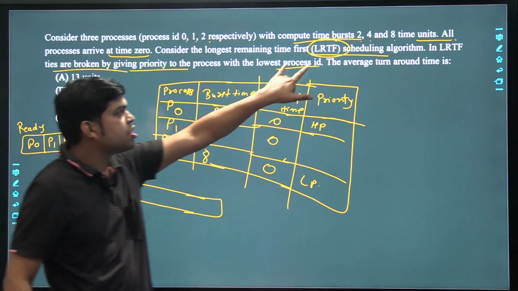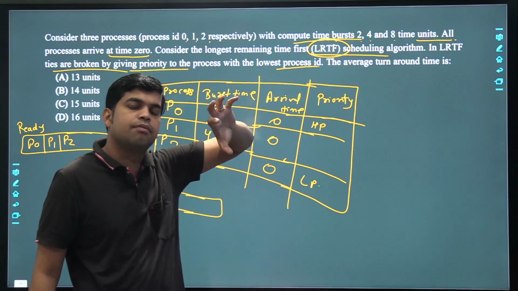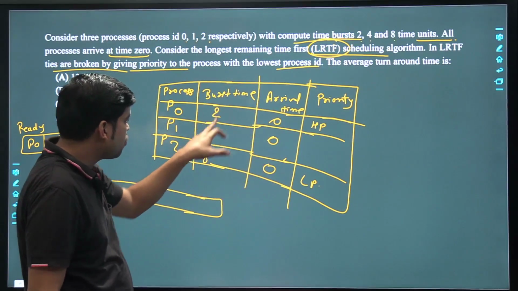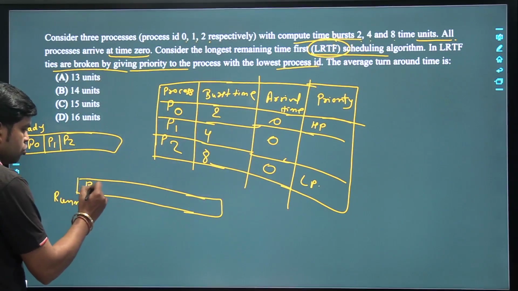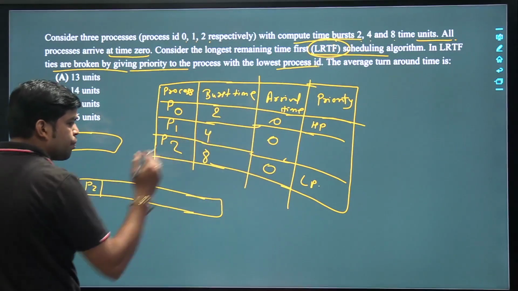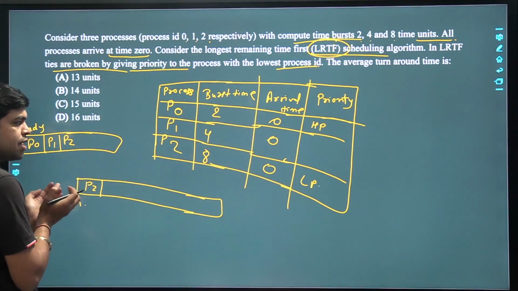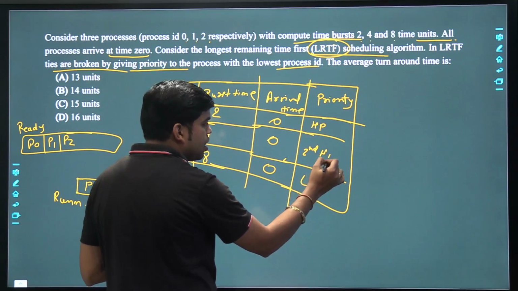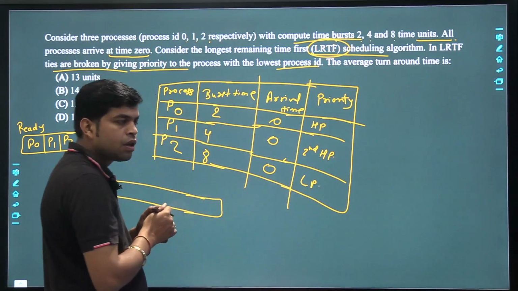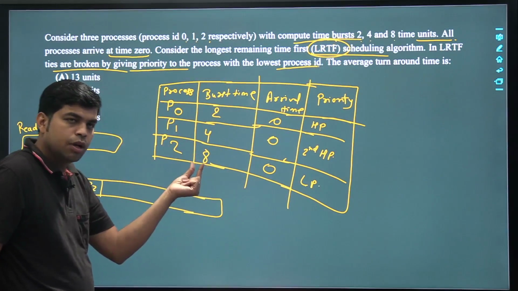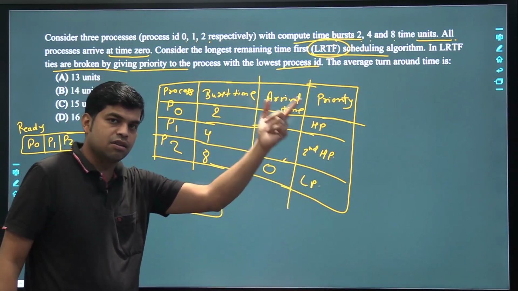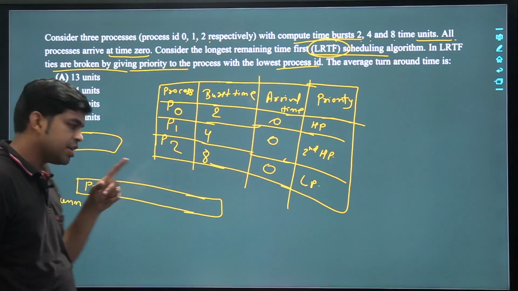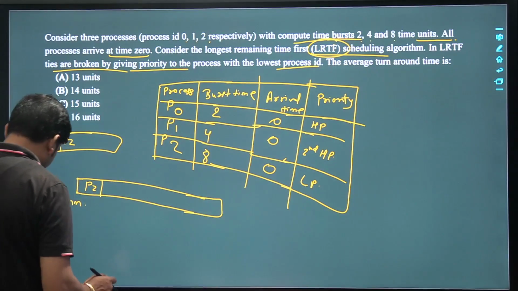Now we apply longest remaining time first. The process whose remaining burst time is largest executes first. Out of these three, P2 has the highest burst, and all arrive at time 0. So we have the highest priority, second highest priority, and the last priority. Priority is applied only when ties occur, but here there is no tie because P2 has the highest burst. So we execute P2 first.